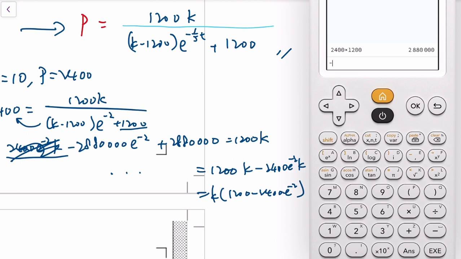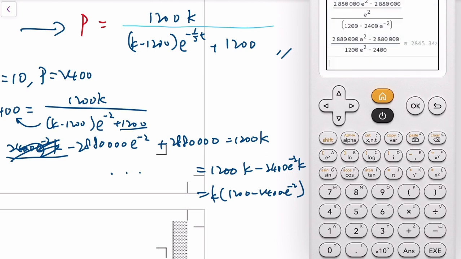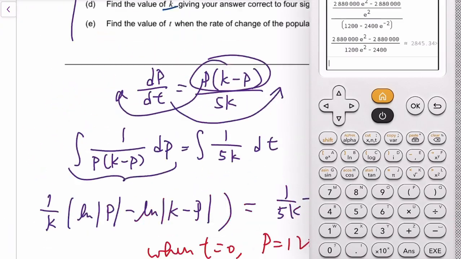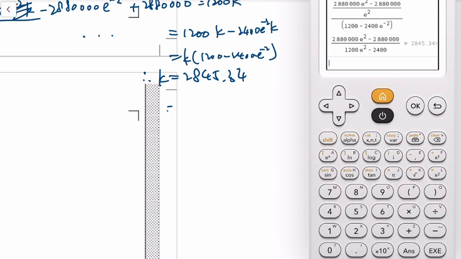Okay, what do we got? We have negative 2880000 times e to the power of negative 2 plus 2880000 on the left, divided by 1200 minus 2400 times e to the power of negative 2. Giving me what? 2845.34. Wow. We want what? 4 significant figures. So 2845. Wow. Hope I get it right.